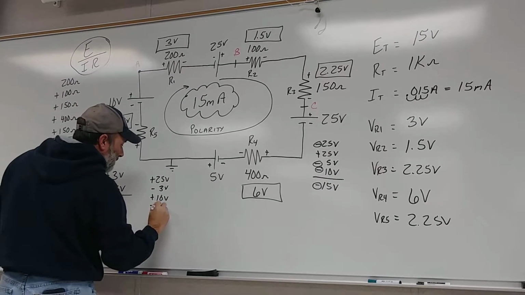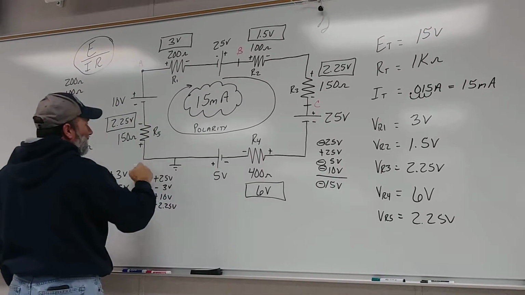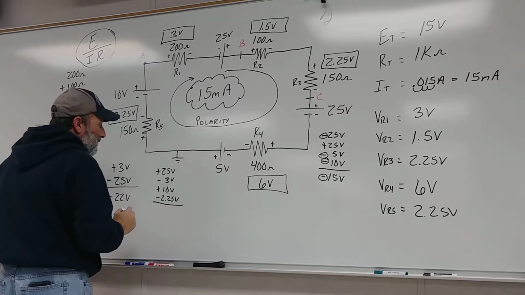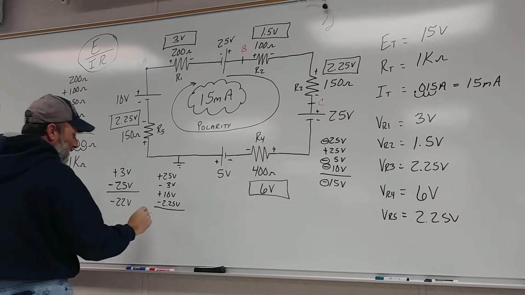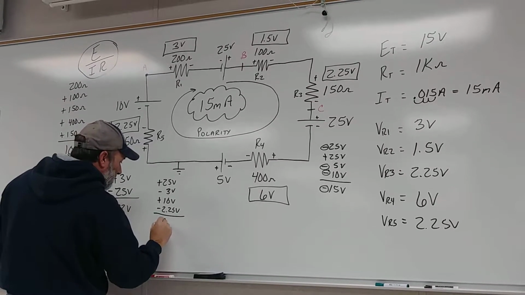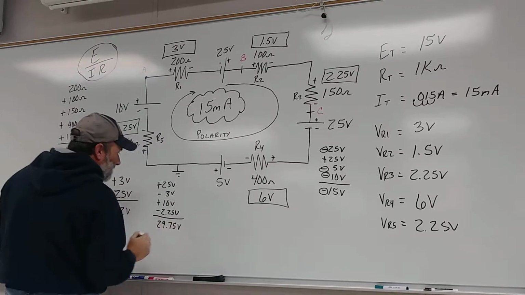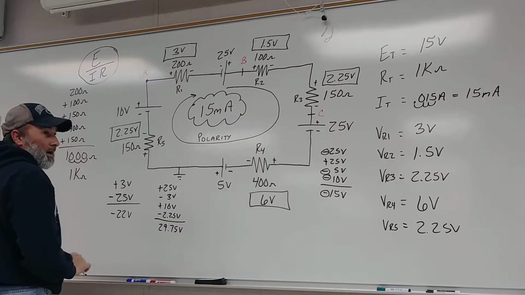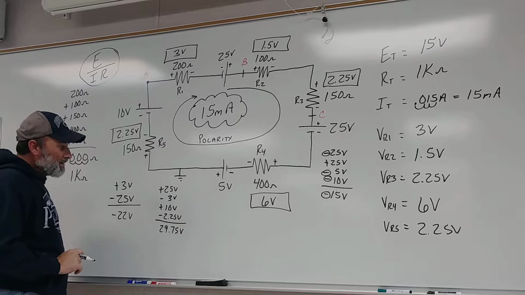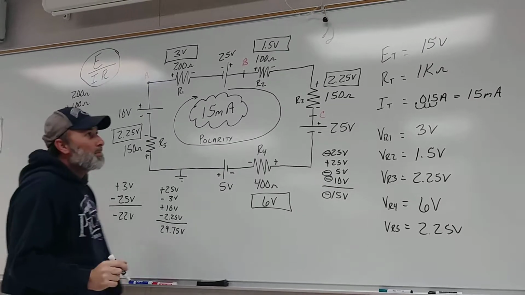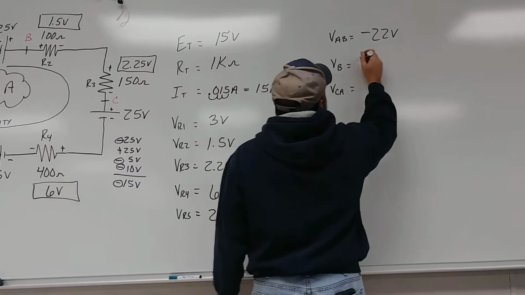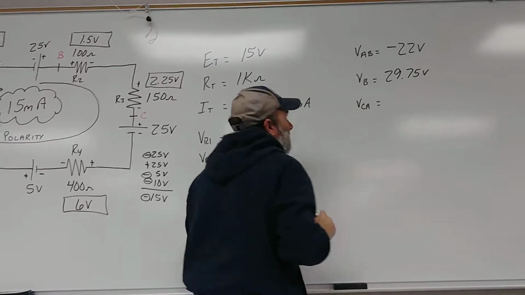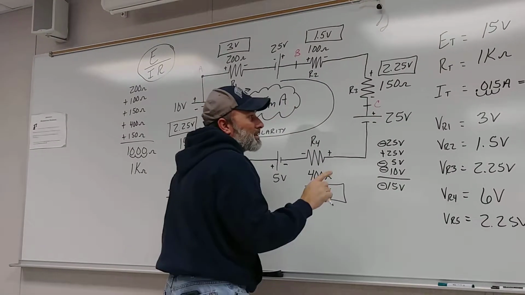Minus 2.25 volts, and I'm at my ground. So when I algebraically add those up, I should get 29.75 volts. Because I have 35 positive and a 5.25 negative, so I get 29.75 volts. Now I want my voltage A, or C to A.